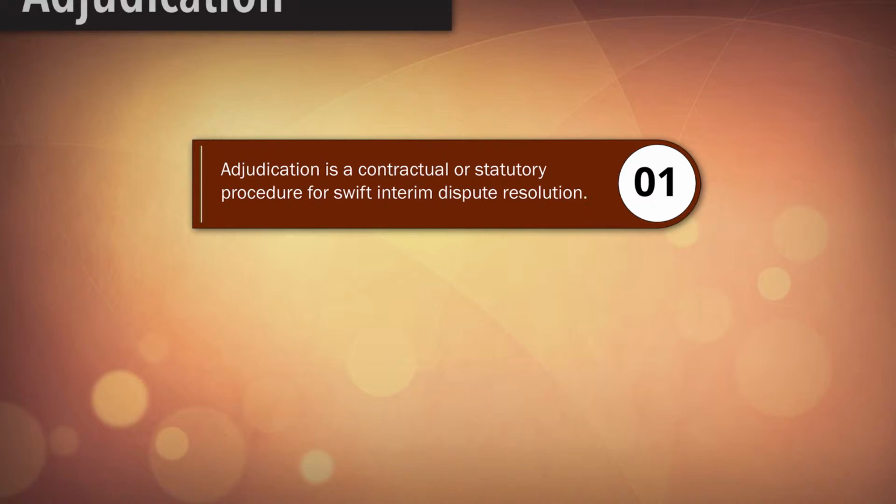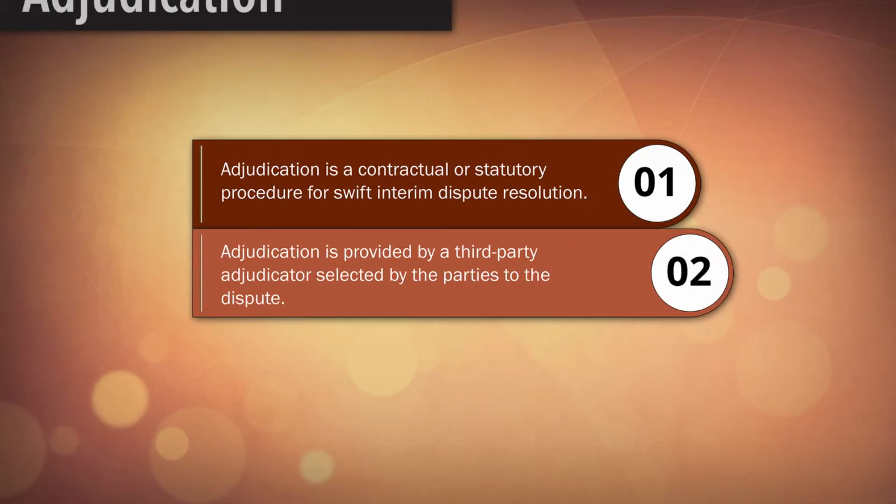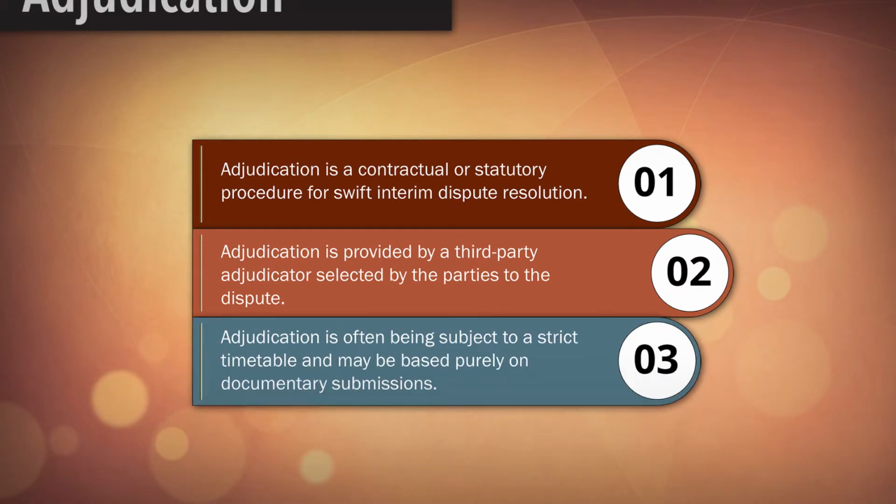Okay class, let's move to adjudication. Adjudication is a contractual or statutory procedure for swift interim dispute resolution. Adjudication is provided by a third-party adjudicator selected by the parties to the dispute. Adjudication is often subject to a strict timetable and may be based purely on documentary submissions. Adjudicators can adopt an inquisitorial role, which may involve taking the initiative in ascertaining fact and law.